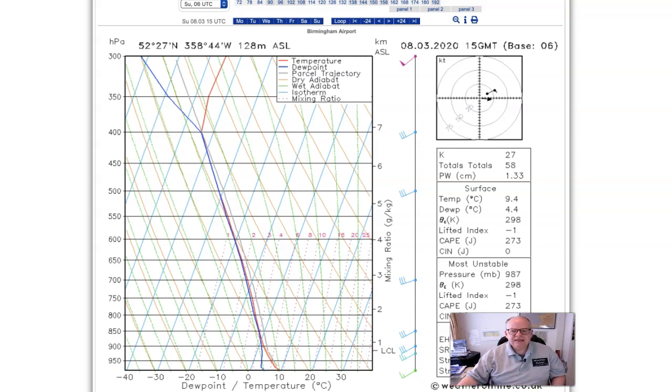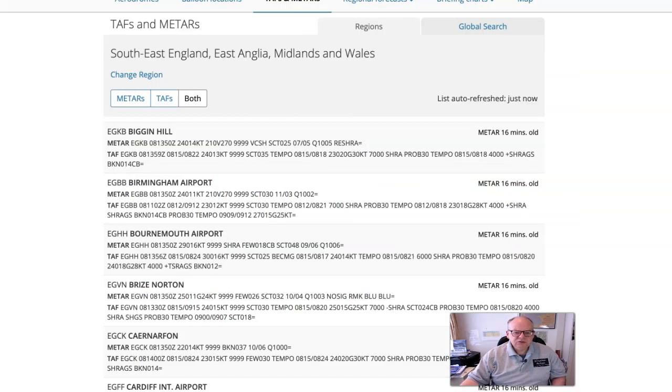So what did the TAF say for that afternoon? Well, here it is. There is the Birmingham Airport METAR and TAF for the Sunday afternoon. So on the TAF we can see here that there was a forecast of temporarily between midday and 2100 7,000 metre visibility in showers of rain. Then a probability of 30% of between midday and 1800 4,000 metres in heavy showers of rain or showers of rain and hail with broken cumulonimbus cloud at 1,400 feet.